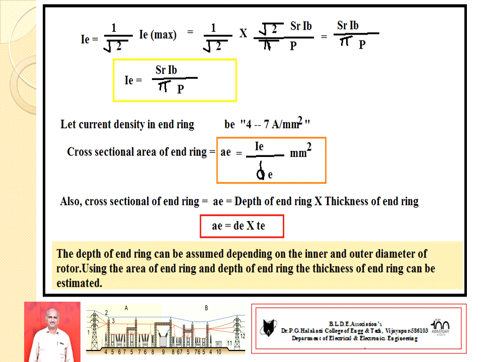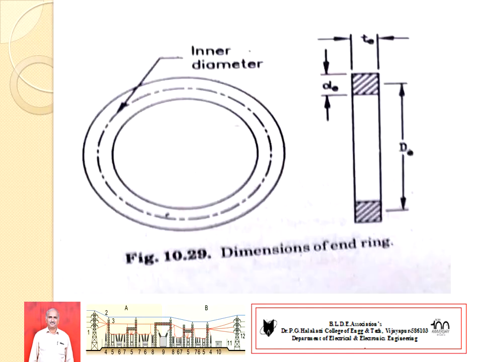Once you know the end ring current, by assuming a current density of 4.2 amperes per millimeter square, it is possible to determine the cross sectional area of the end ring. Once the cross sectional area of the end ring is calculated, its value is also equal to the depth of end ring and thickness of end ring, d_E into T_E. You can observe in the next diagram: T_E is the thickness of the end ring, d_E is the depth of the end ring, and the inner diameter is D_E.